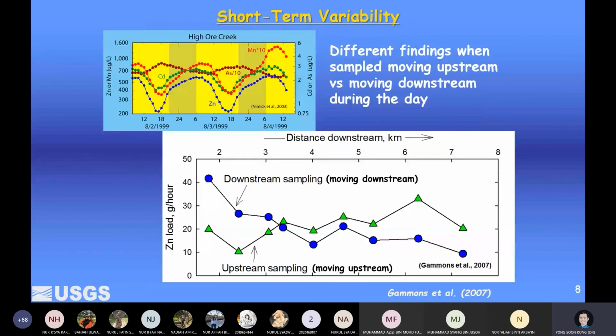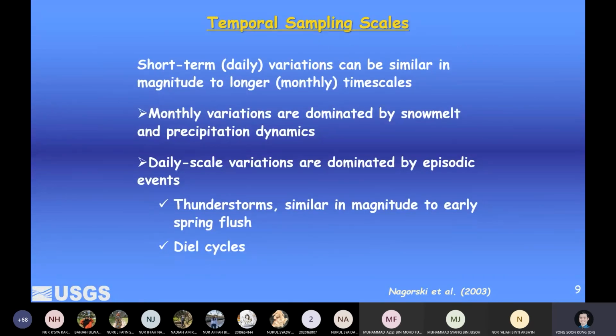Okay, I think we're going to continue and finish up this part. So like I said, the higher the flow, the lower the concentration, because of the dilution factor. And then temporal sampling scales: different times, like I said, may be subjected to different seasons, and also these are the factors that I've already explained to you earlier.